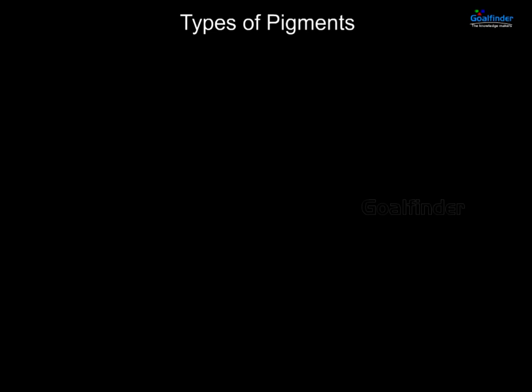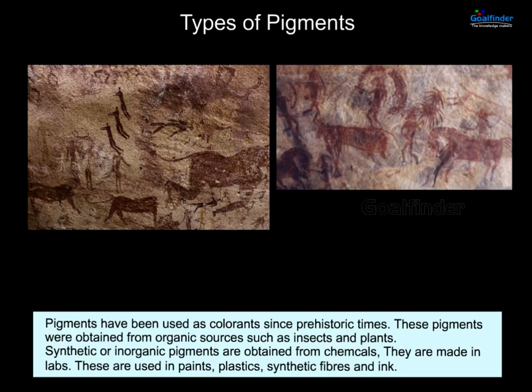Types of pigments. Pigments have been used as colorants since prehistoric times. These pigments were obtained from organic sources such as insects and plants. Synthetic or inorganic pigments are obtained from chemicals. They are made in labs. These are used in paints, plastics, synthetic fiber, and ink.